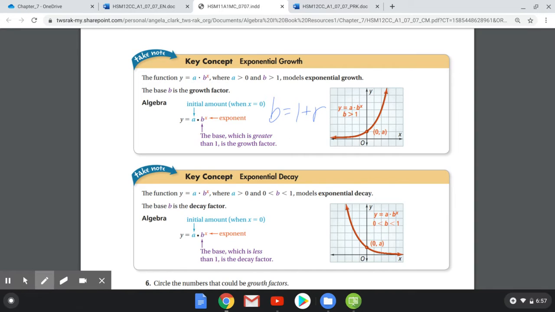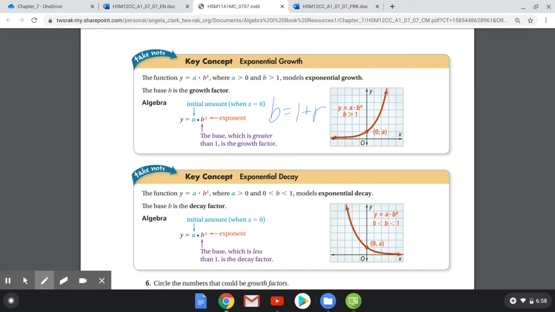All right, so let's look at exponential decay. Exponential decay is where we're decreasing exponentially. So exponential growth, we're increasing exponentially. Exponential decay, we're decreasing exponentially. So if we're decreasing, again, the initial amount is always going to be positive for exponential growth and decay. So the initial amount is positive. B, our multiplier, is going to be between 0 and 1. So it's going to be positive, but it's going to be less than 1.